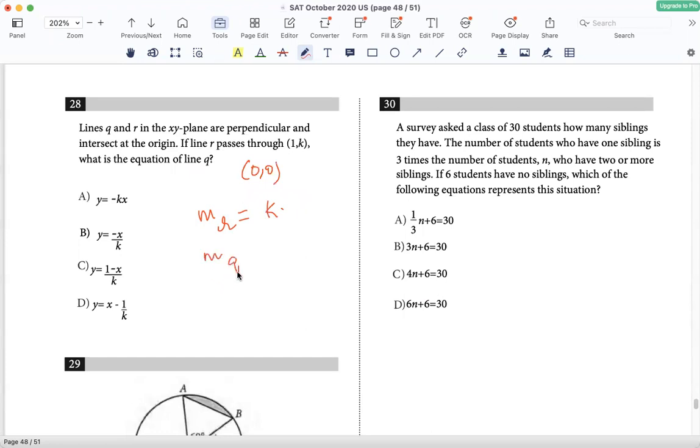So the slope of line Q will be negative 1 by K, because when the lines are perpendicular, their slopes are negative reciprocals of one another. And since it passes through the origin, it has no y-intercept. So the equation is y is negative 1 by K times x, option B.